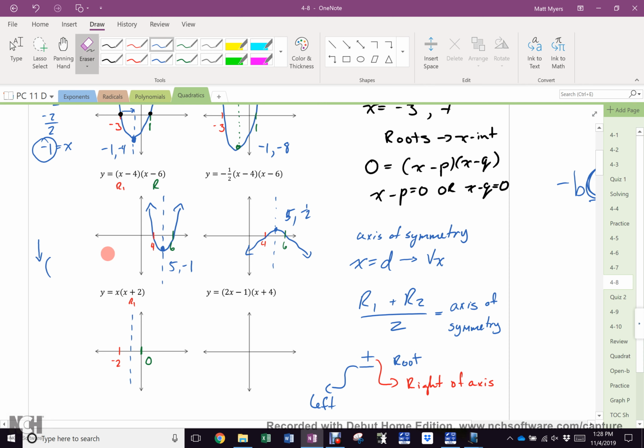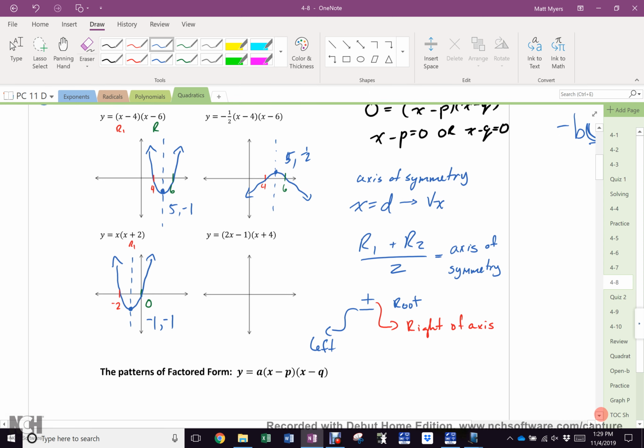So is there any stretch? No. So when I go 1 on the x-axis, do I go up or down from there? Down, because it's a happy parabola. I went 1, so how far down do I go? 1. And what is that value right there? -1, -1. Any questions?